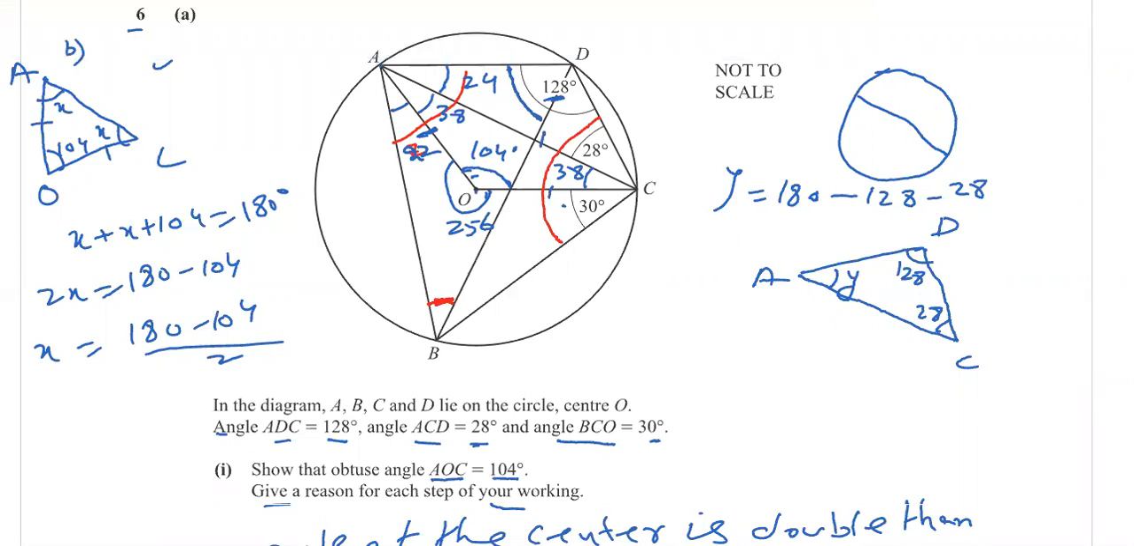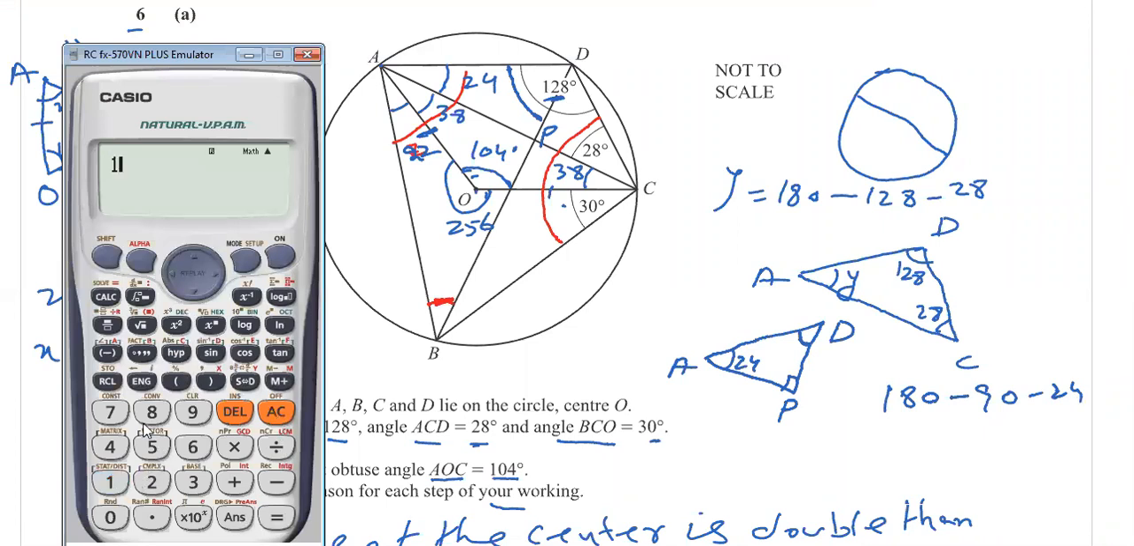Let's call this point P. If I consider this triangle APD, this one is 90 degrees obviously, and this angle is 24. So what will this angle be? We know this total is 128, but out of that we need this angle. So this will be 180 minus 90 minus 24. So that is 66. So this one is going to be 66.